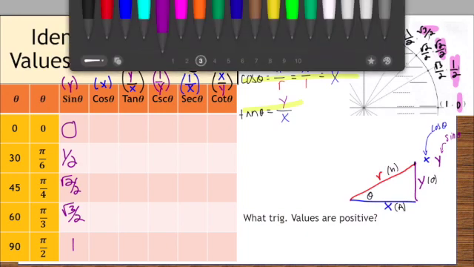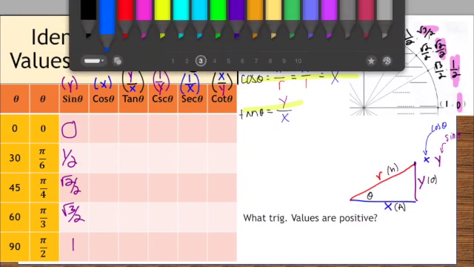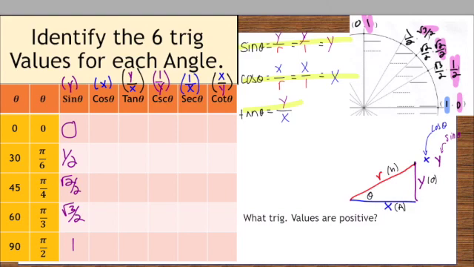We're going to do the exact same thing with my x values. So we're going to start at 1, then go to radical 3 over 2, radical 2 over 2, 1/2, and then 0. So just writing down all the x values. So the cosine of 0 is 1. The cosine of 30 degrees is radical 3 over 2. The cosine of 45 is radical 2 over 2. The cosine of 60 is 1/2. And then the cosine of 90 degrees is 0.